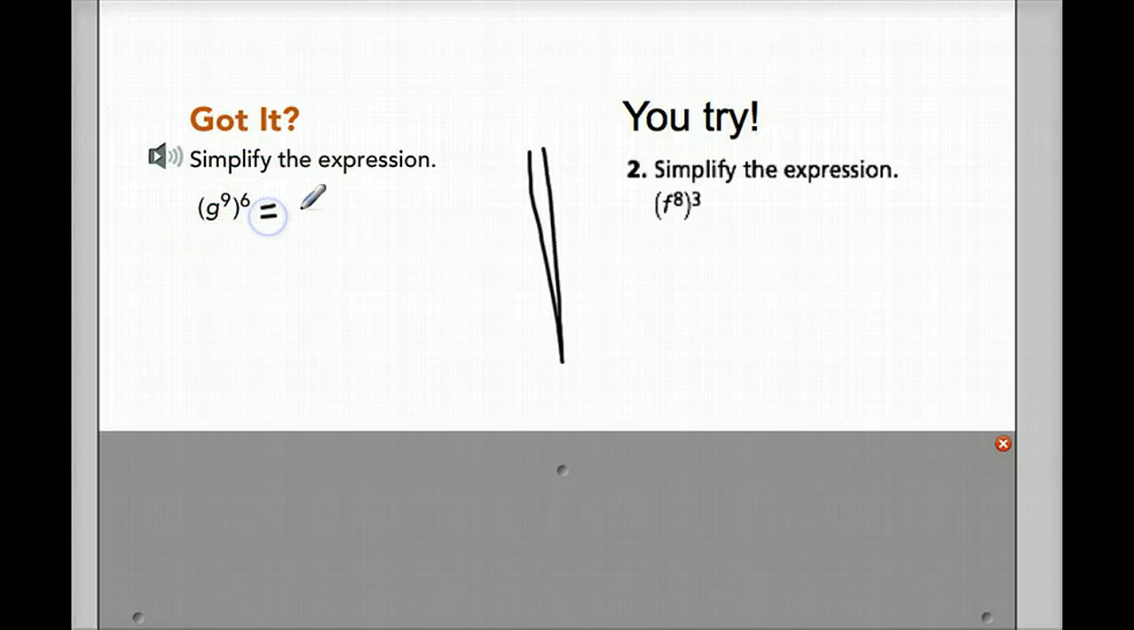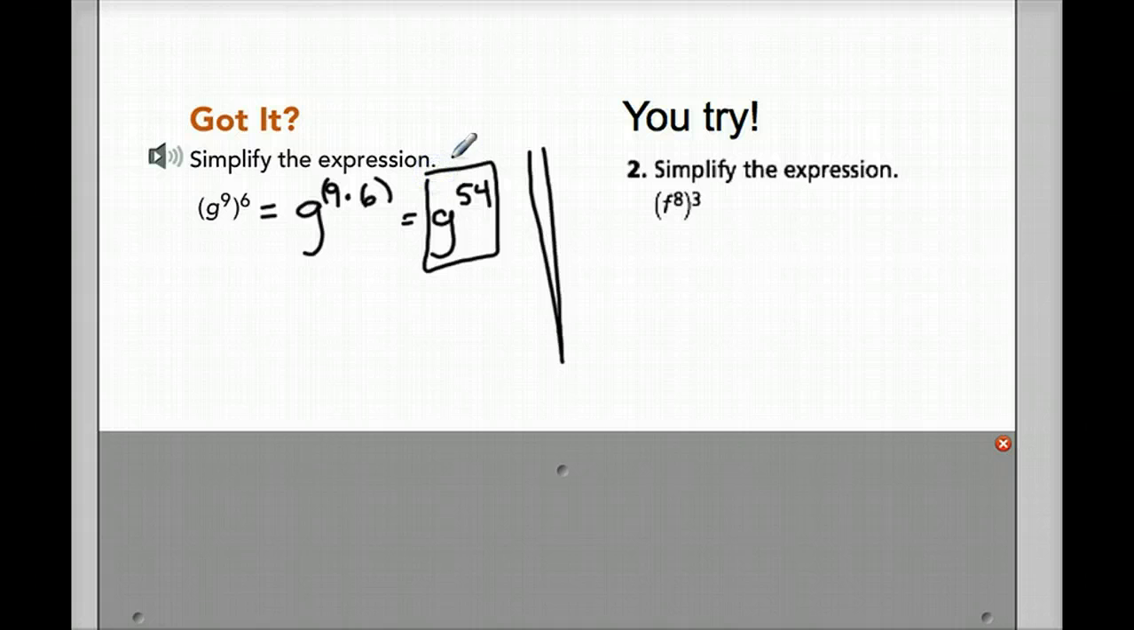And how we want you to write these are g to the 9 times 6th power. And these can kind of go up top. Well, then you just have to figure out what 9 times 6 is, and we know that's 54. So our final answer would be g to the 54th power. So go ahead and pause here. Show your work. Remember, try number 2.